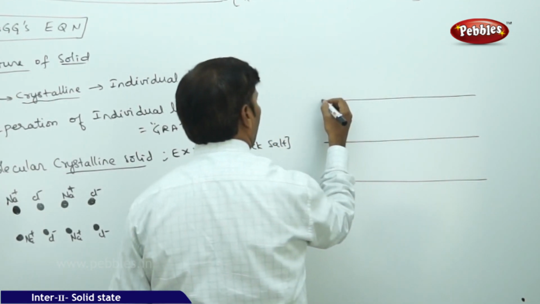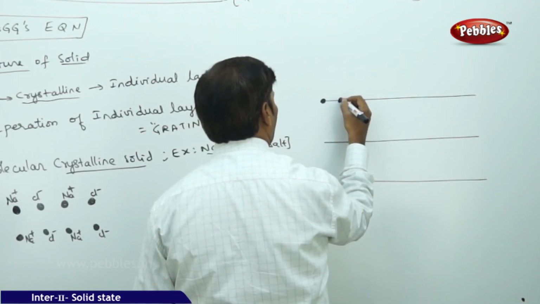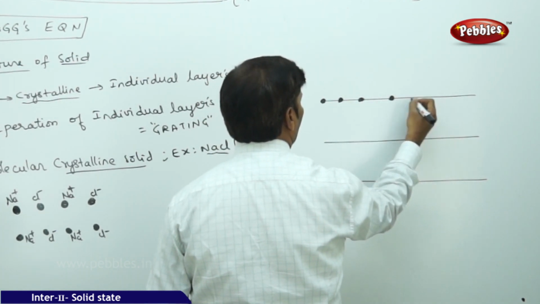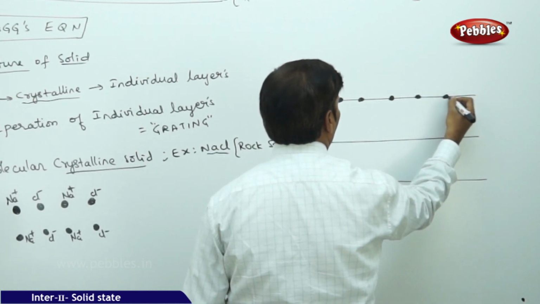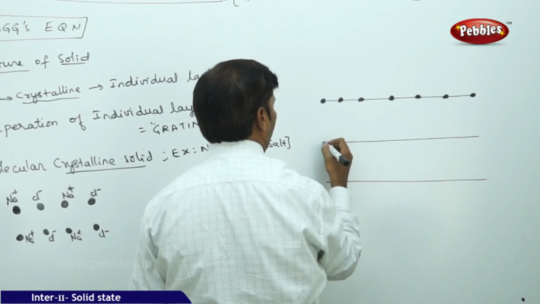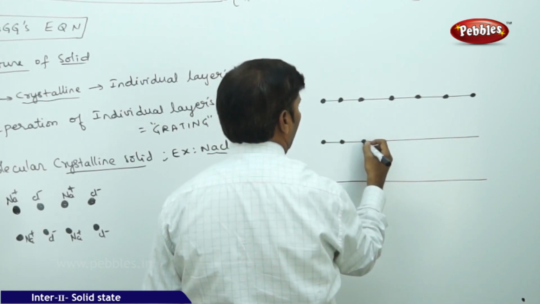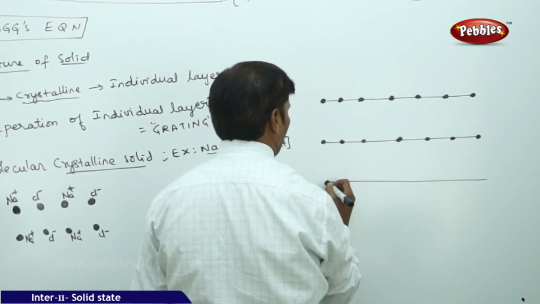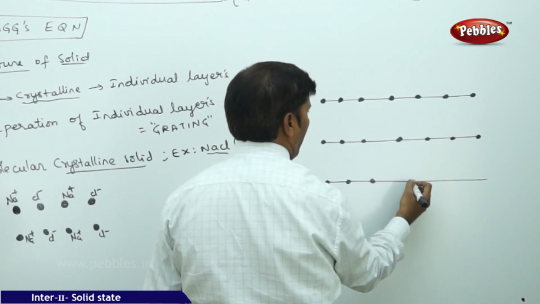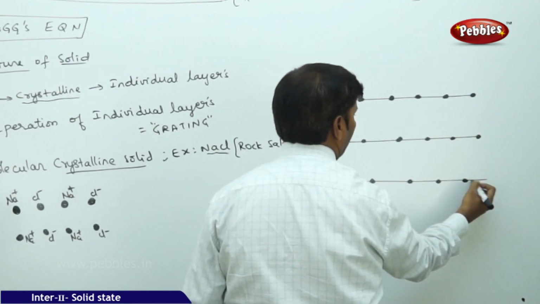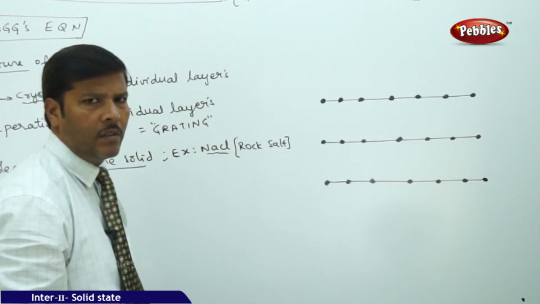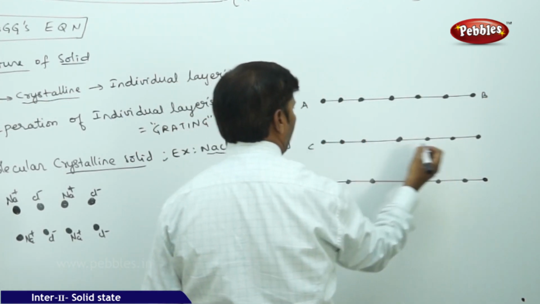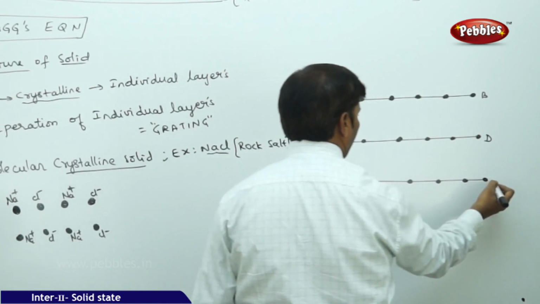When I am taking different layers, each position is occupied by a certain number of spheres: 1, 2, 3, 4, 5, 6, 7. Again one more layer, 1 2 3 4 5 6 and 7. So again here also 1 2 3 4 5 6 and 7. These are all individual layers. I will take this as the first layer, which I will mark as AB, the second layer I will mark as CD, and the last layer I am going to mark as E and F.